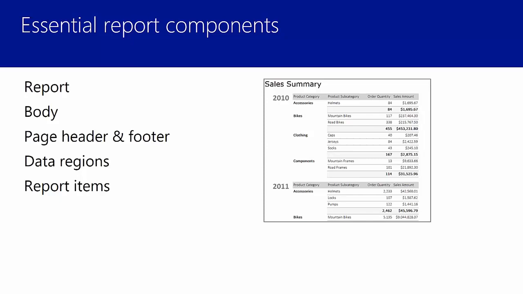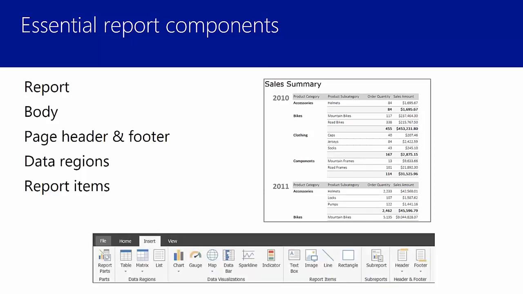This report is grouped, so we can see the calendar year, which is one grouping. There we see 2010 and 2011. And then we can see the product categories and product subcategories are also grouped, and they have subtotals. This is a table report that defines the data region, and individual report items on this report would include text boxes.